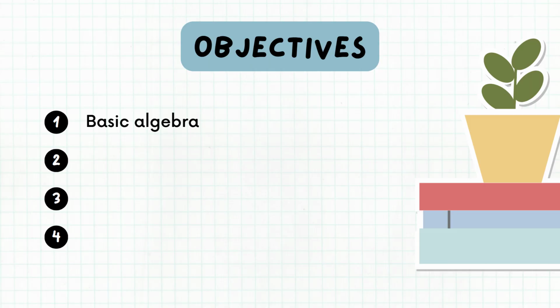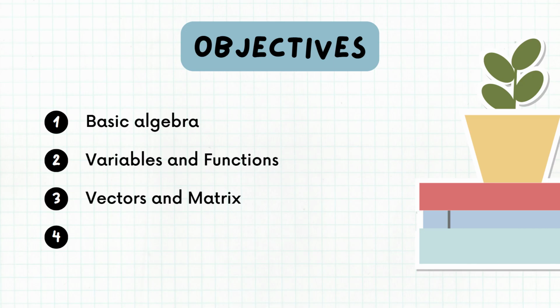So let's roll up our sleeves and explore the basic algebra, where we will learn about variables and functions, and linear algebra, where you will learn about vectors, matrices, matrix multiplication, and so on. These core concepts will lay a strong foundation and ease you into the world of artificial intelligence.